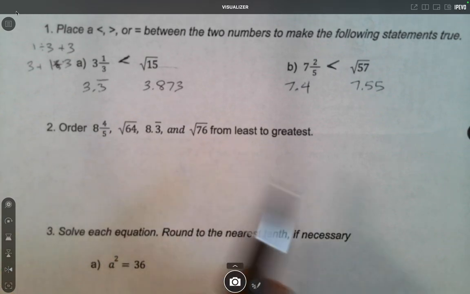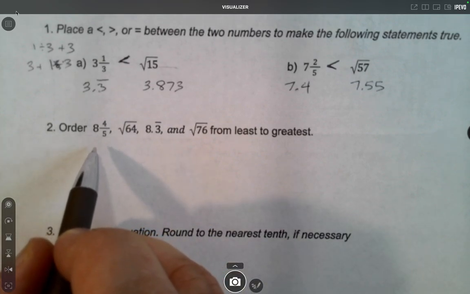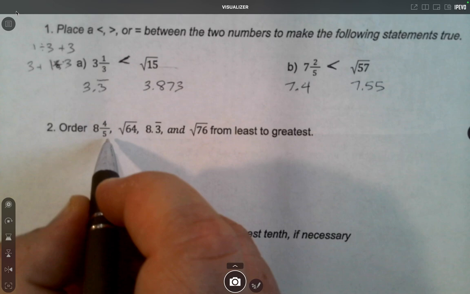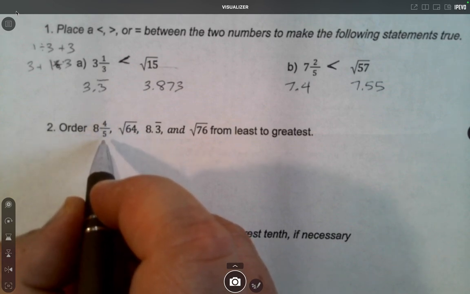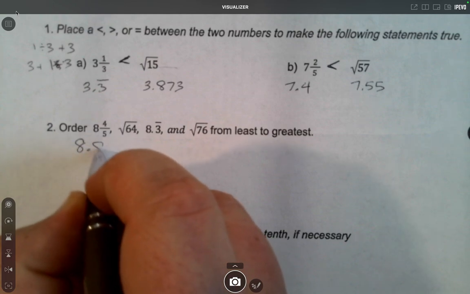Now they gave us 4 numbers. They want us to order them from least to greatest. So let's convert all of them to decimals. 8 4/5, you can do 4 divided by 5 in your calculator. That's 0.8. 8 plus 0.8 is 8.8.